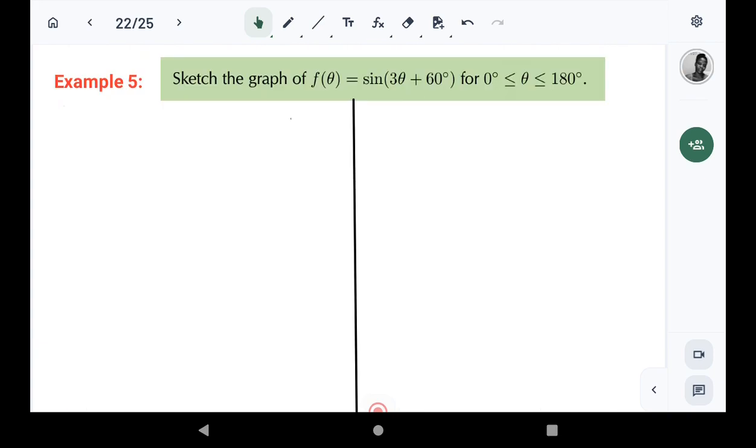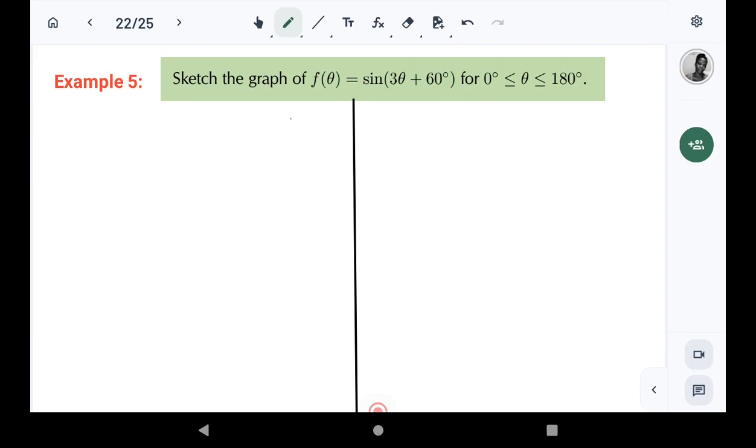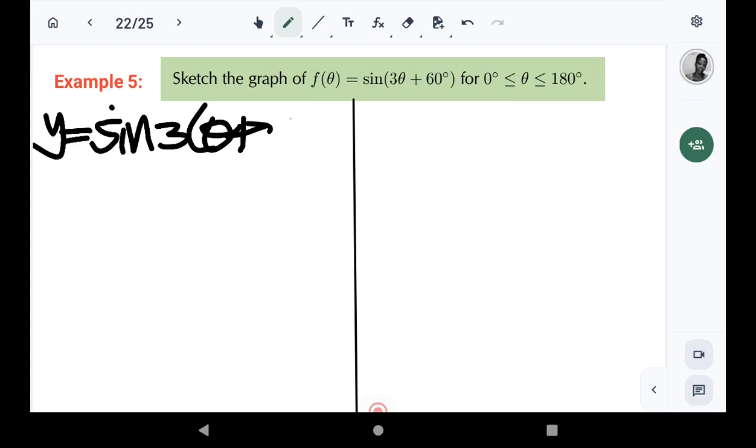Now for the last question, we have f of theta. Sketch the graph of f of theta equals sine of 3 theta plus 60 degrees for theta between 0 and 180 degrees. First, notice that these are multiples of each other, so what you do is you factorize. So let's factorize that. Y equals sine of, take out a common factor 3, you're left with theta plus 20.